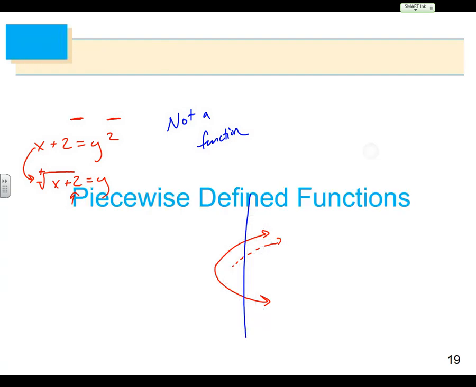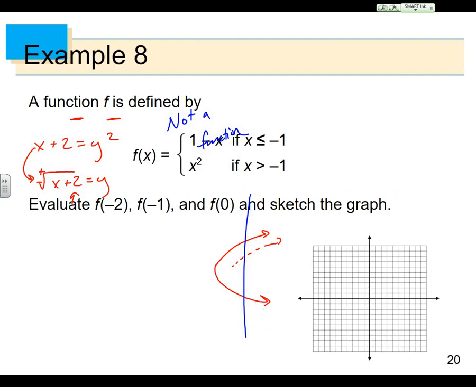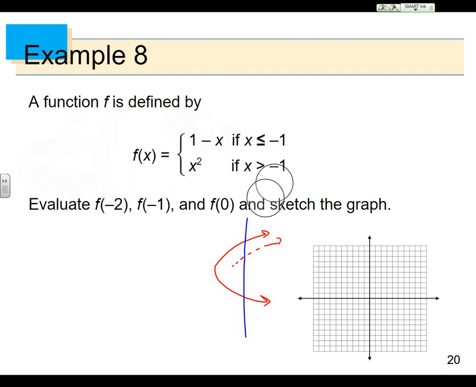I'll let you play with some of those. Piecewise defined functions. A piecewise defined function is going to be a function that's, of course, defined in pieces. It wants me to evaluate and sketch. Sometimes it's easier to sketch first and then evaluate. I don't know, whichever way you want to do it. I'm going to sketch it first. I'm going to work it a little bit backwards. It wants me to sketch these graphs.